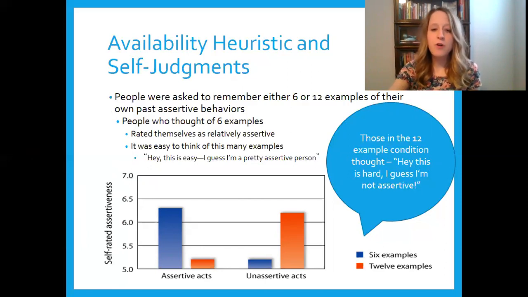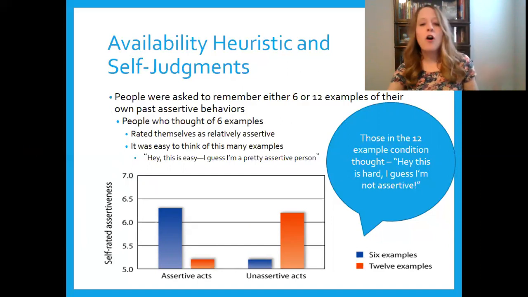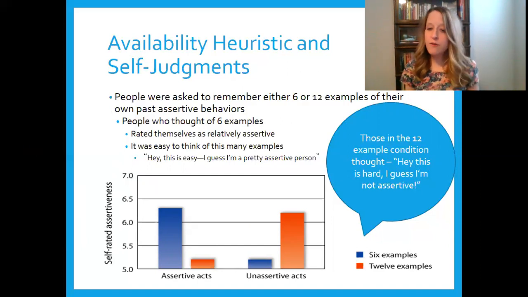Researchers had people remember examples of their own past assertive behavior. Participants were randomly assigned to one of two versions of the task. Those assigned to version A were asked to think of 6 times in their past when they behaved assertively. Those in version B were asked to think of 12 times in their past when they behaved assertively. Then all were given a self-report measure in which they were asked to rate themselves on a scale from 1 to 7 how assertive they were, with 7 being more assertive.